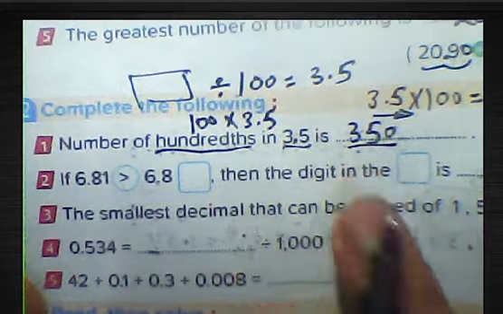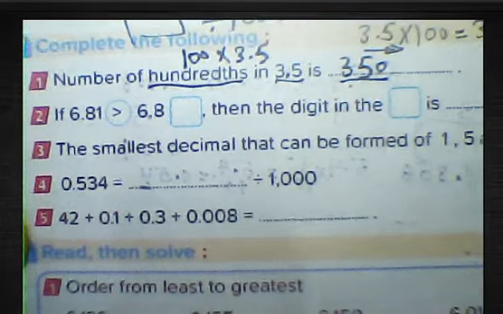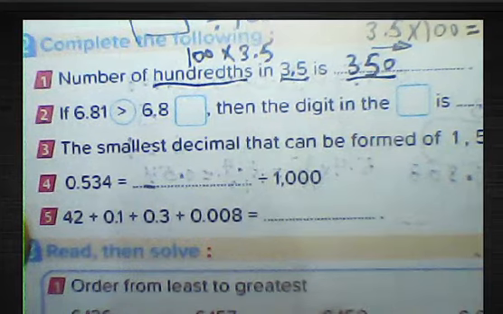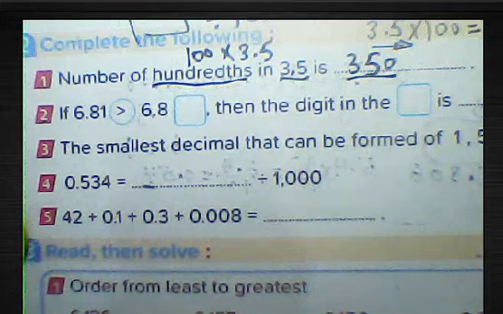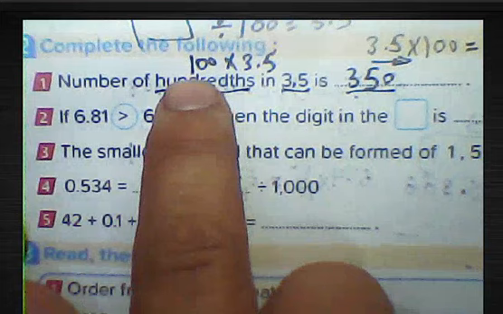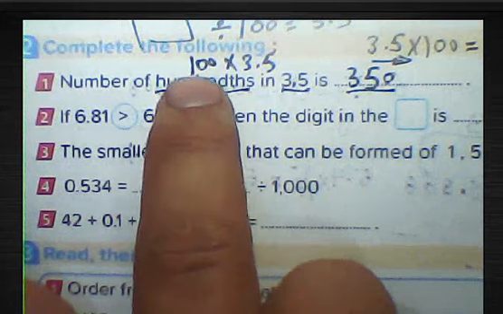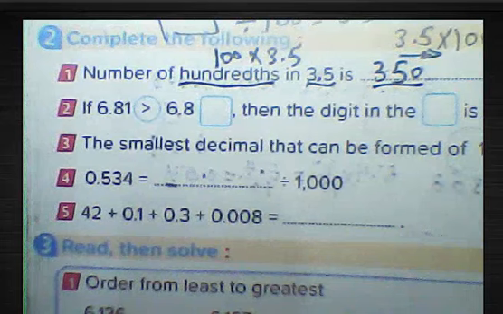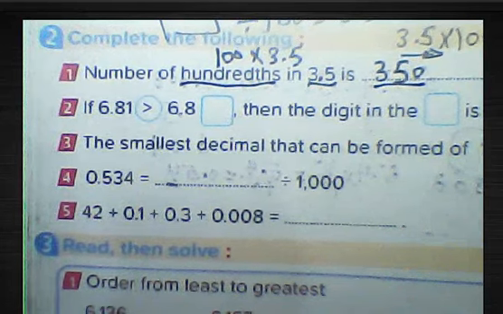Okay, it's very important, this question, very important, think about it. Multiply 100 by 3.5. Okay, you must move the point to right hand side by 2 digits here, because you multiply by 100. Then the point must go to right hand side by 2 digits.